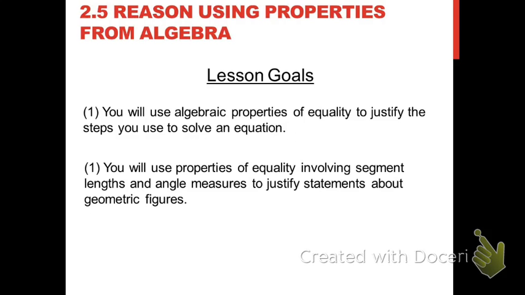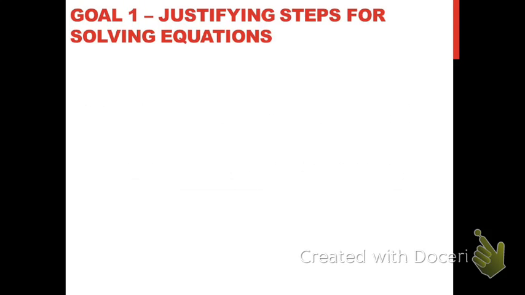And then in lesson goal 2, which will be the next video, we'll use properties of equality involving segment lengths and angle measures, and we'll use those in order to justify statements about geometric figures. That'll make more sense in the next video when we get there. Let's talk about properties of equality, and in particular, how we use those properties of equality to justify steps for solving equations.